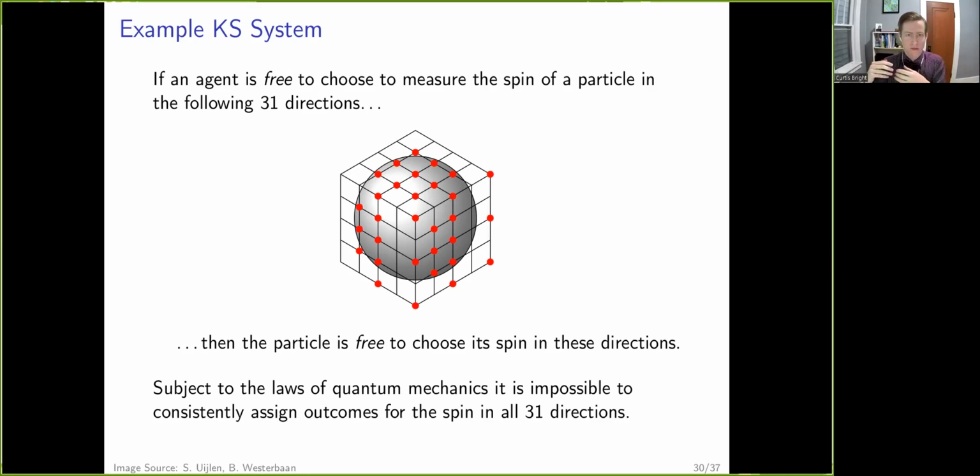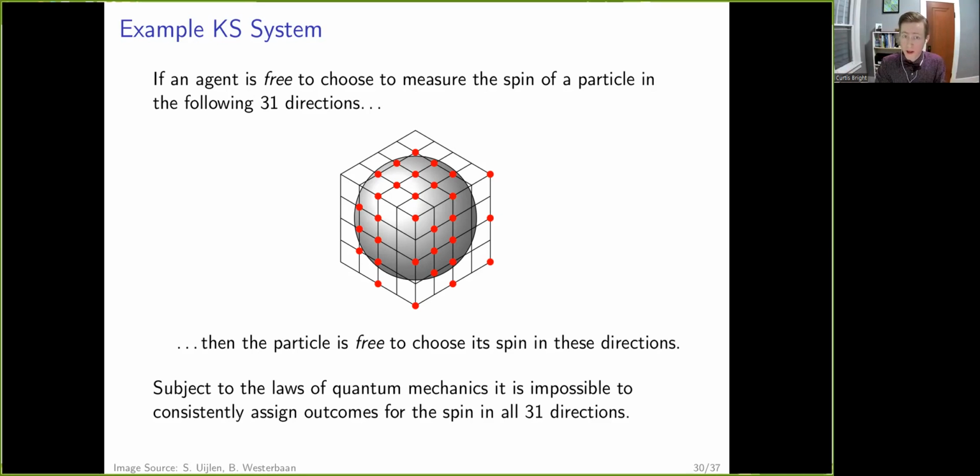This rules out what a lot of people have said about quantum mechanics, that there might be some hidden variables that you just don't have access to, some deterministic process that determines the outcome of this experiment. But in fact, it cannot be.